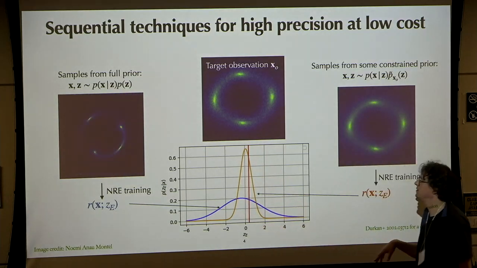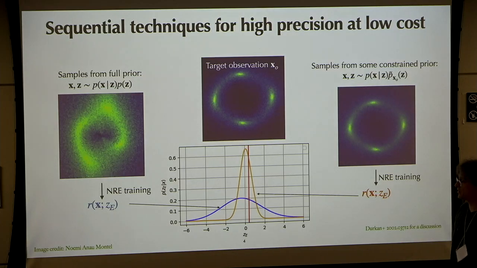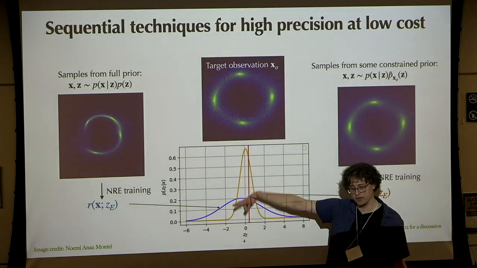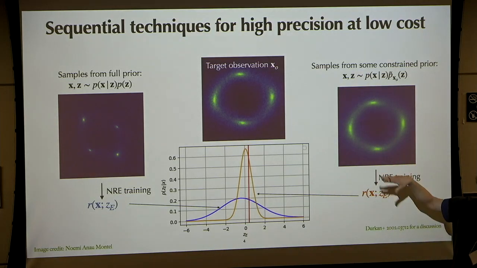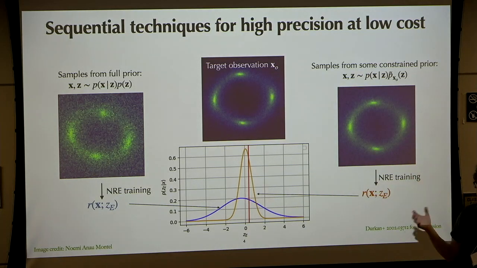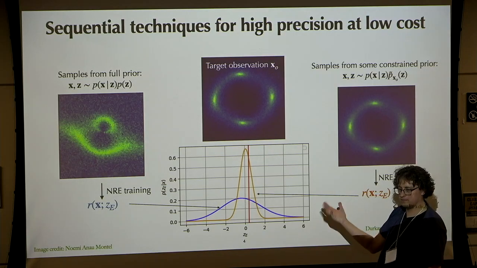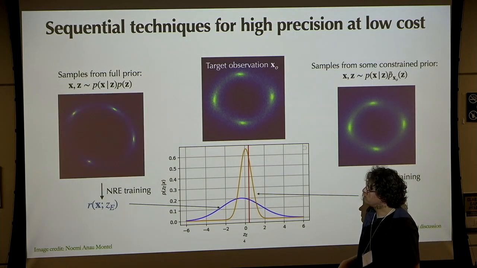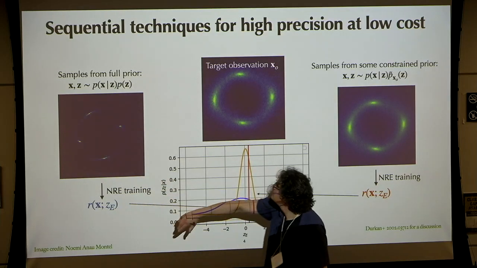And again, in the limit of a large number of simulations and high network capacity, we would expect the correct posterior here. But if we do it in this targeted way, in general, we can get away with much less complex networks and much less training data. So the general idea is now to figure out a way how to start here and get here.